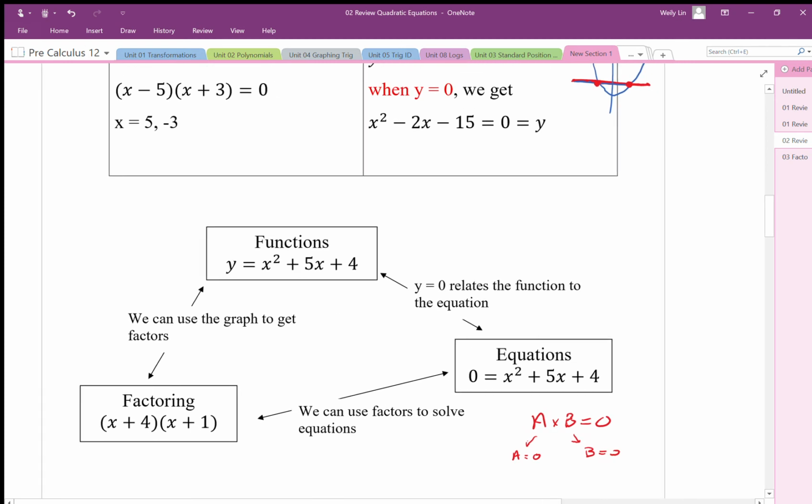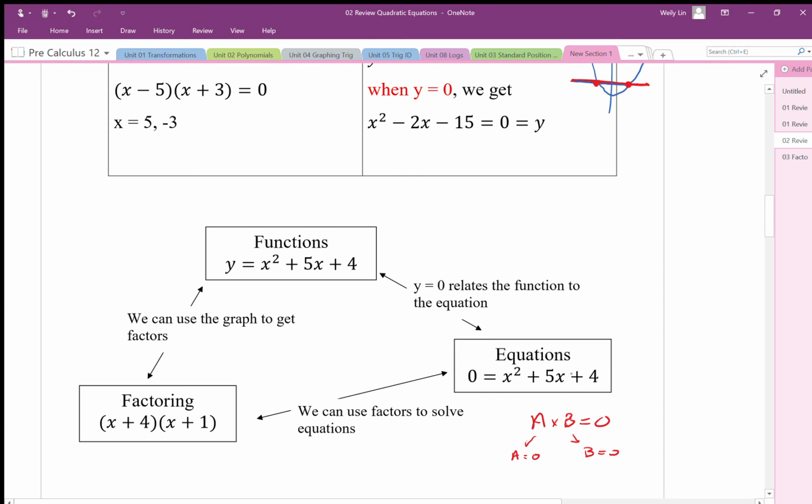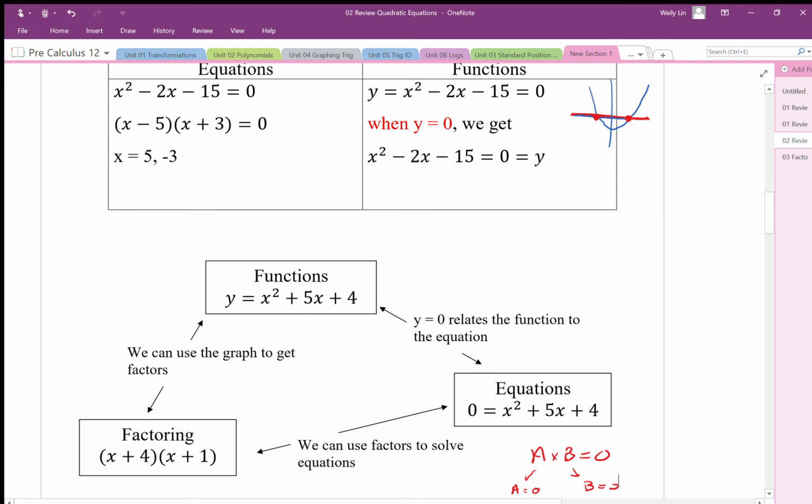And so factors are connected to equations through their solutions and through the zeros. These three concepts are all connected through their zeros, or essentially, if we think of the graph, where it crosses the x-axis. It is very important to understand that although they are very much related, they're not the same thing. So we need to make sure we're clear.